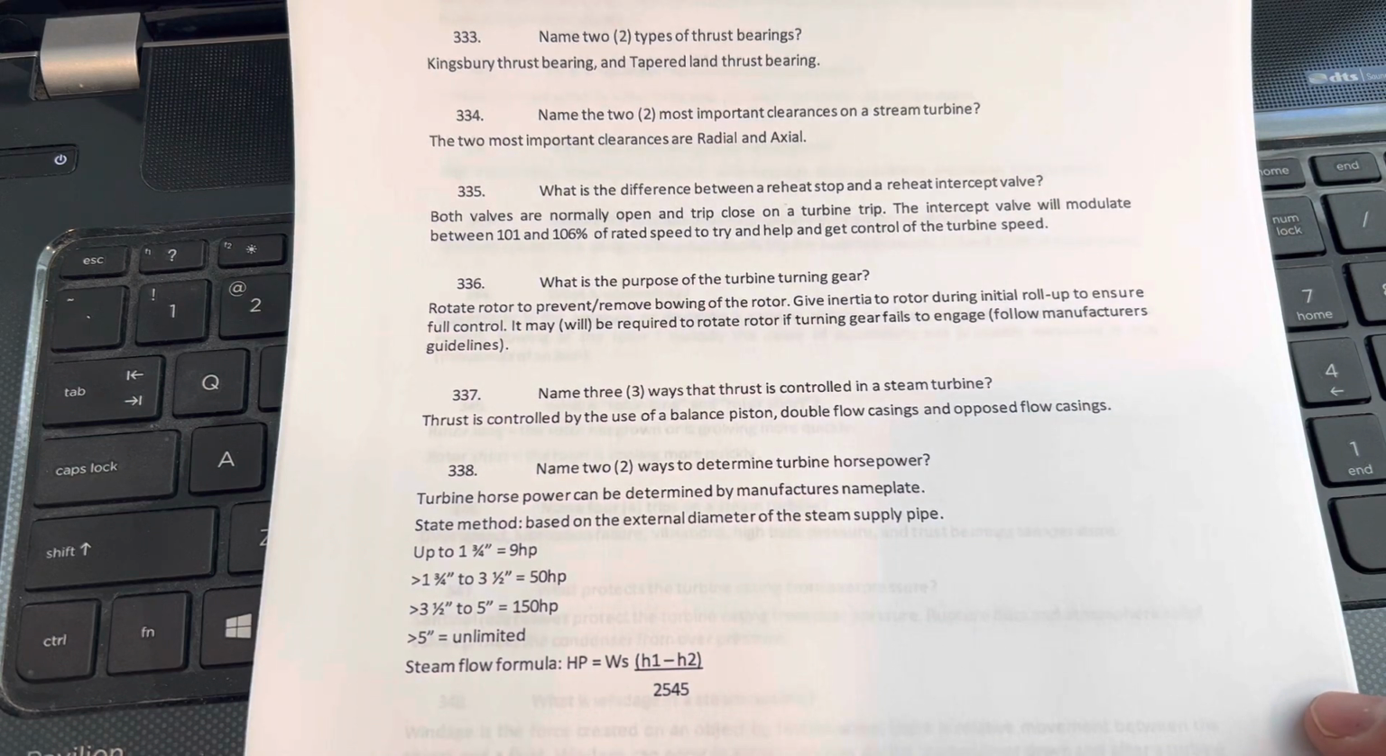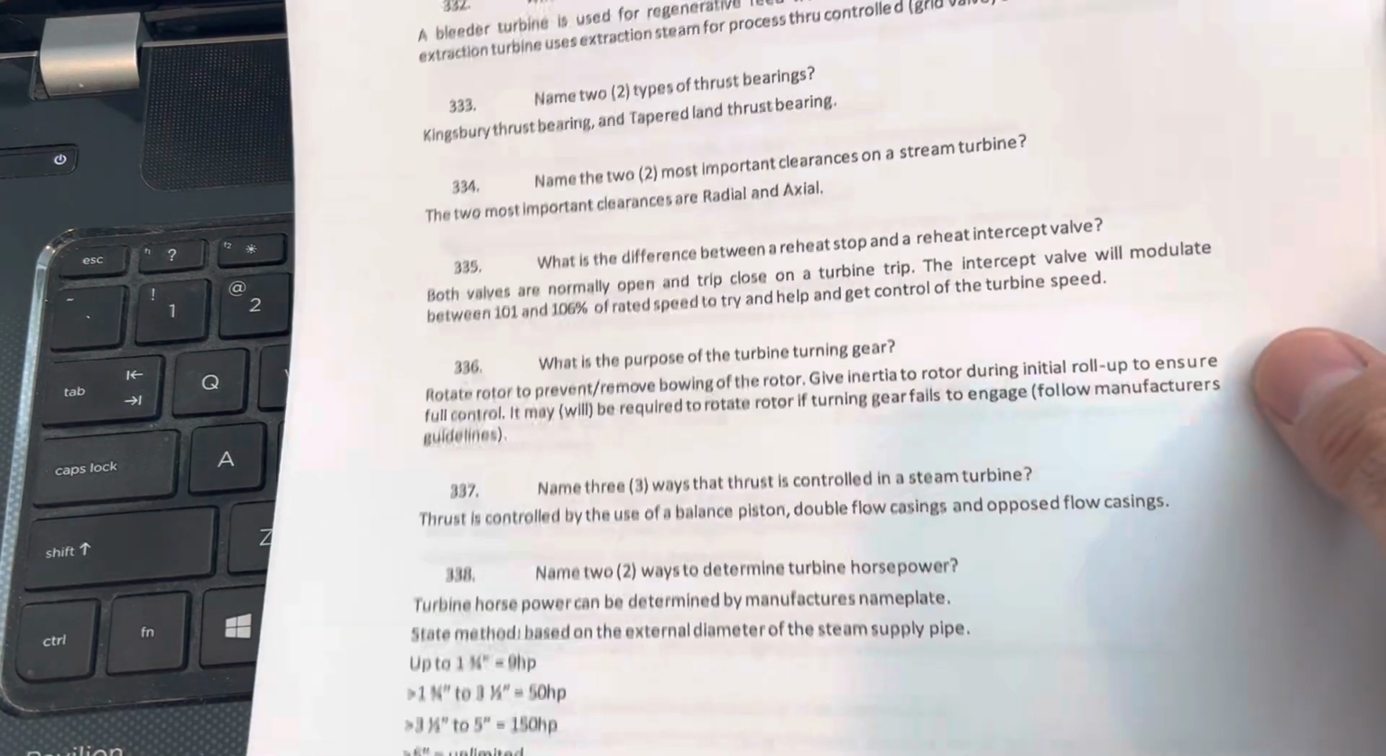See flow formula. Horsepower is equal to ṁ times (h1 minus h2) divided by 2545.